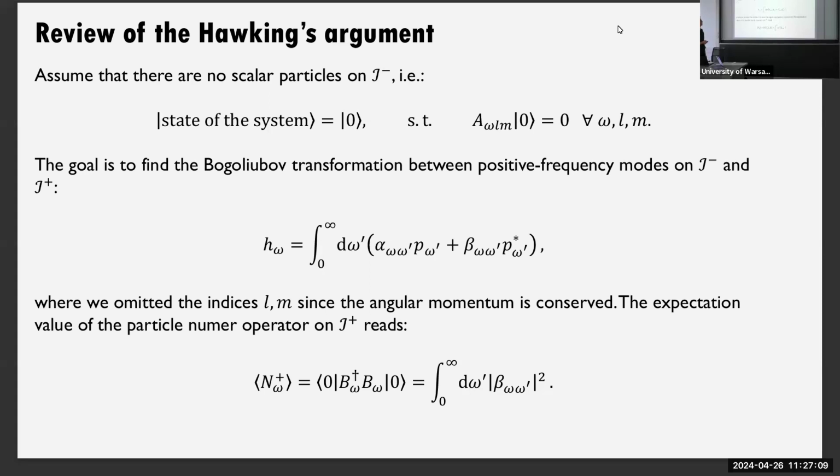Then one can show that the expectation value of the particle number operator on I plus is given by the integral of the absolute value of the Bogoliubov coefficients beta squared. If we calculate those betas by writing those modes in terms of these modes, we will obtain the expectation value of the particle number on I plus. So we will know that some particles were created in the process of black hole formation.